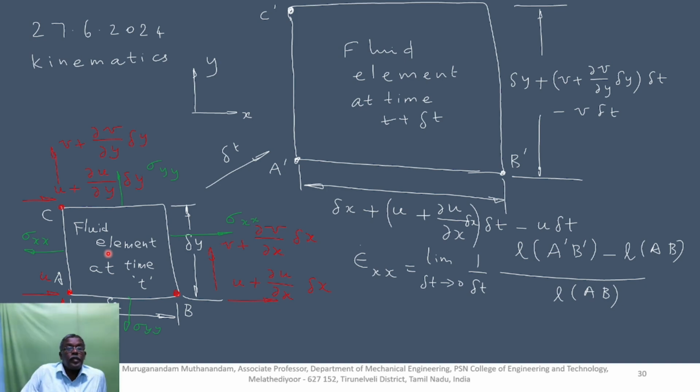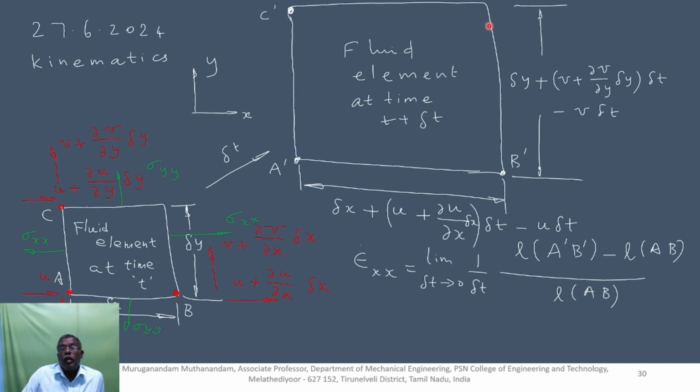When the fluid element is moving due to the fluid flow, it is subjected to three kinds of motion: translation, that is the motion along a straight line; rotation, that is about a point, moving along a curve; and also deformation. Here the fluid element, which initially has length delta x and length delta y, deforms into a bigger element, with elongation in both the x direction and y direction.